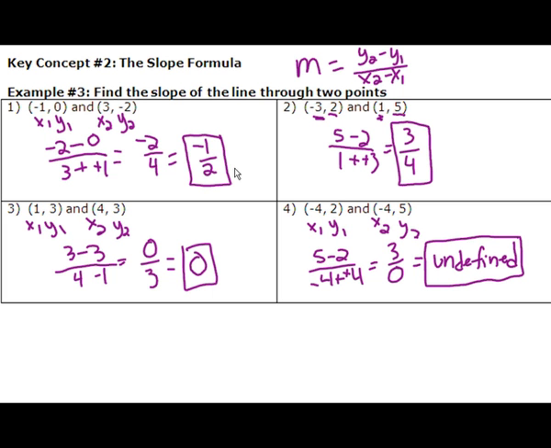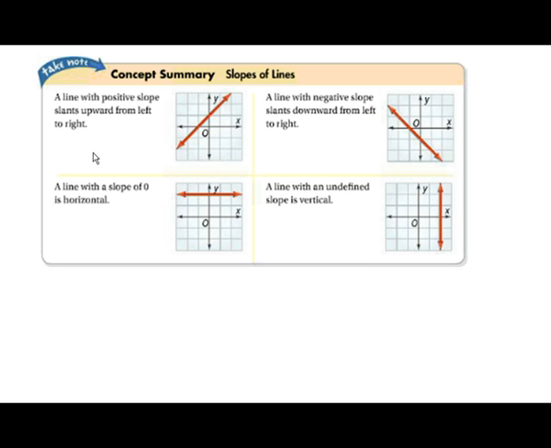Now, if you notice from my slopes, I have one with a negative slope, one with a positive slope, one with a slope of 0, and one with an undefined slope. So if we look, lines with positive slopes slant upward from left to right. So they go up. It's like someone going up a hill. A line with a negative slope goes down from left to right. So it goes down the hill. A slope of 0 is a horizontal line. And an undefined slope is a vertical line.